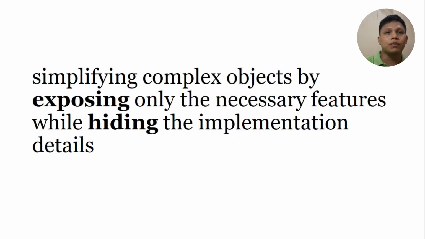So when we say abstraction, it's basically simplifying complex objects. And how do we simplify? We just expose. When we say expose, we only show, or we are revealing only the necessary features while hiding the implementation details, or basically how that feature works. It only shows what the necessary features are, but it doesn't show or reveal how it works. Okay, take note of that. What and not how.